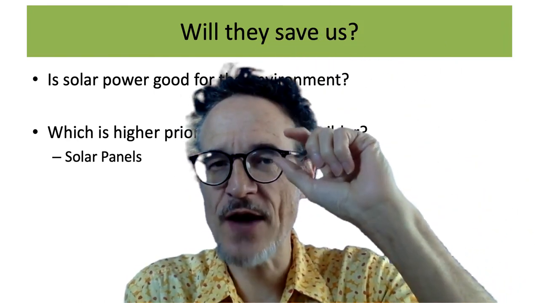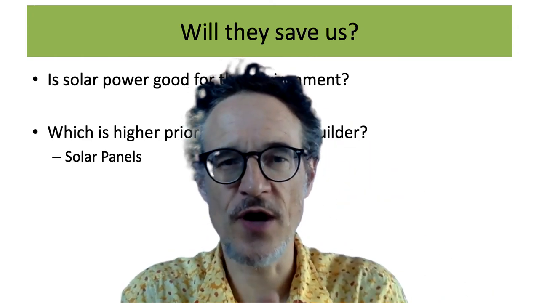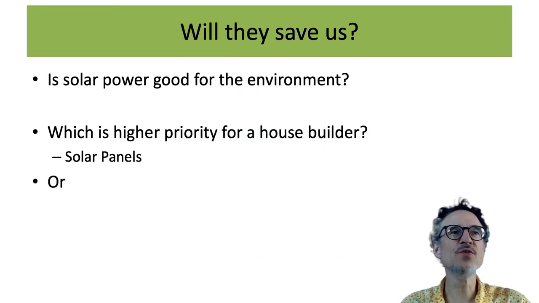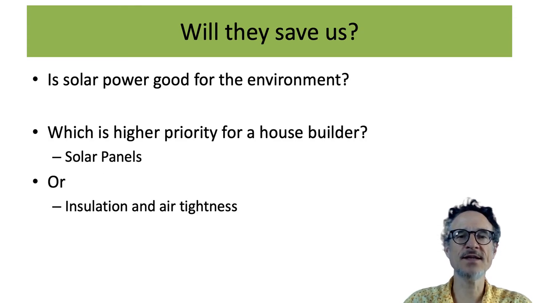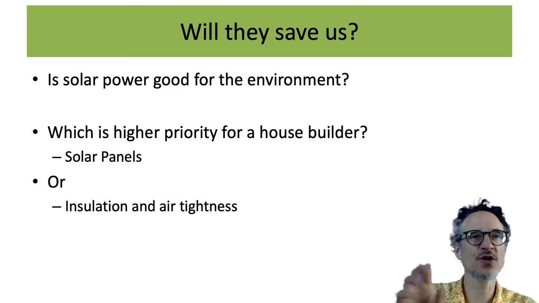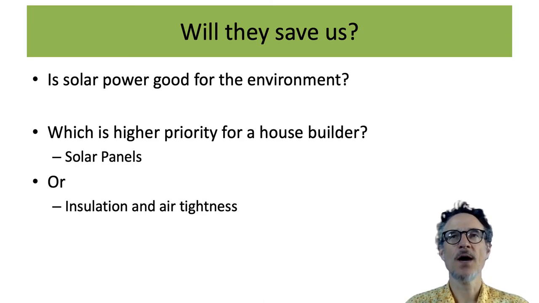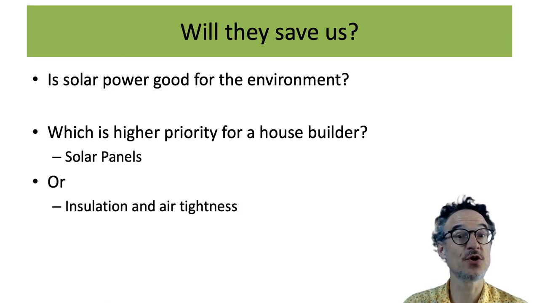Sometimes when you're building a house, you need to cut something so that your house costs the same as the money that you can spend. And you may have a choice. Should I spend this money on solar panels, or should I spend this money on insulation and air tightness? If you do have this choice, what do you think is the best choice?